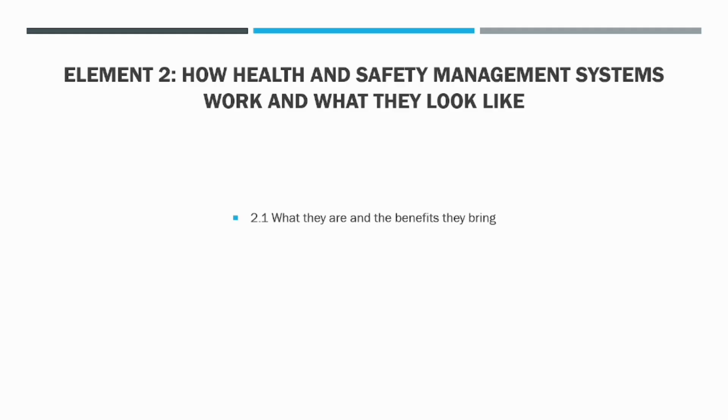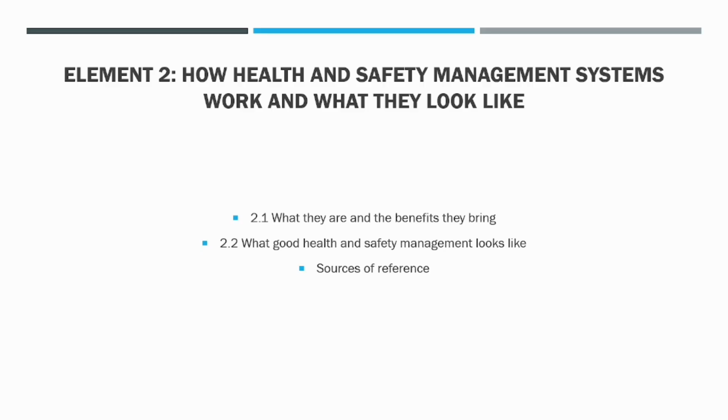The second module is what a good health and safety management system looks like. Effective health and safety management is that which is planned, organized, monitored, and continuously improved. This element contains two modules. The first is what they are and the benefits they bring, meaning the health and safety management system. And the second module is what good health and safety management looks like.